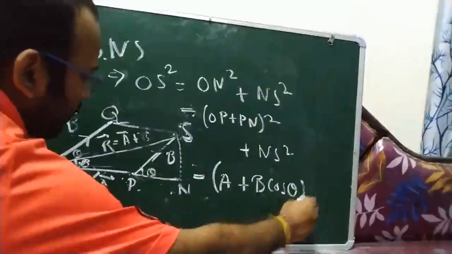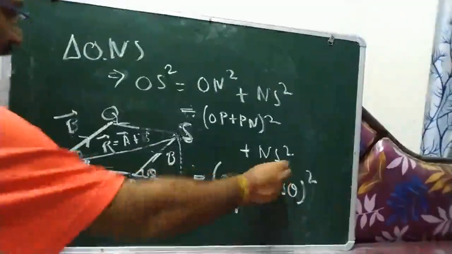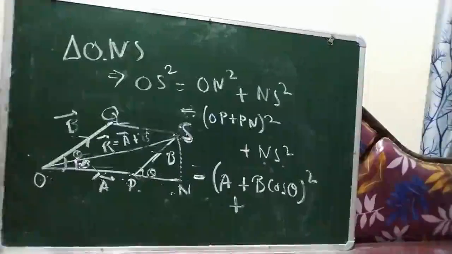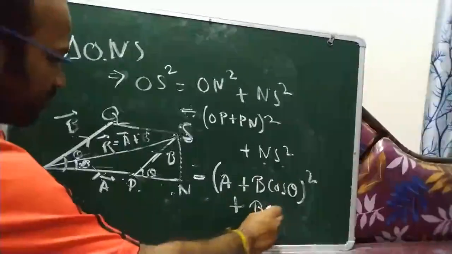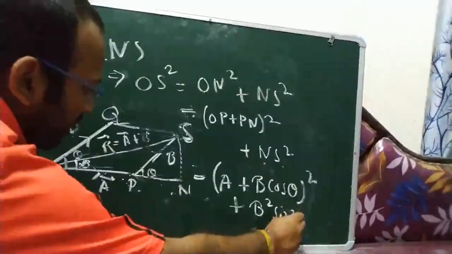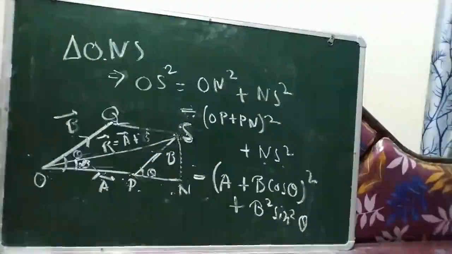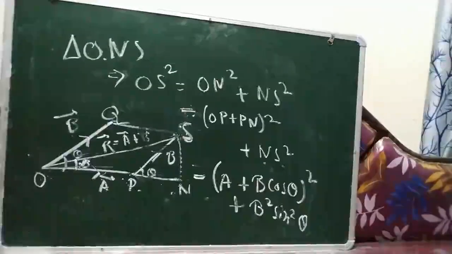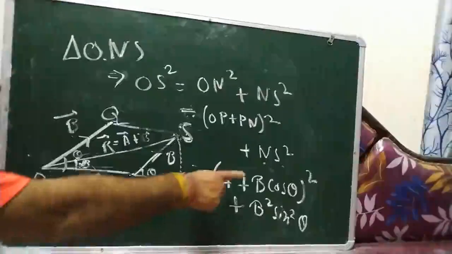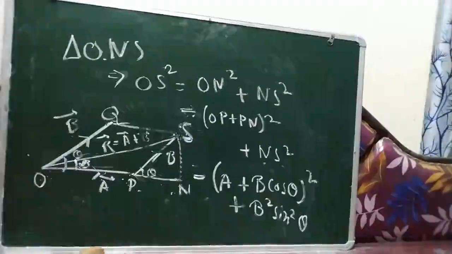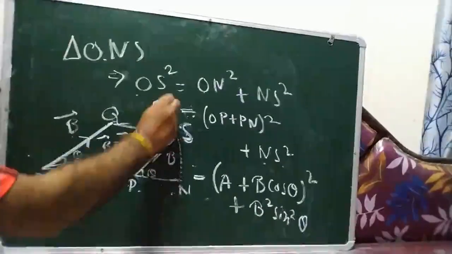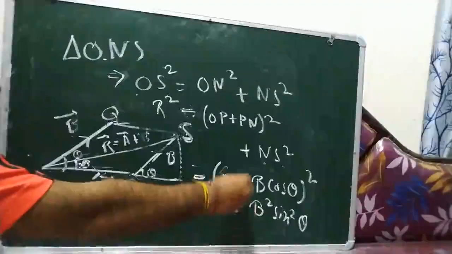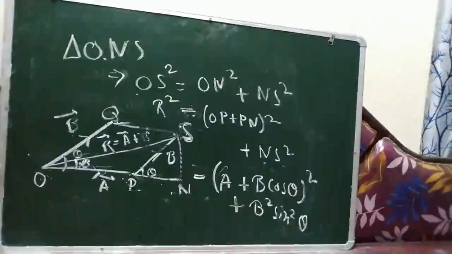theta whole square plus... what is the value of NS or SN, the same value? What is the value? B sin theta, so B square sin square theta, because you have to square it. Okay, clear? So A plus B cos square theta plus B square sin square theta. Now what is OS square, that means R square equal to this value.